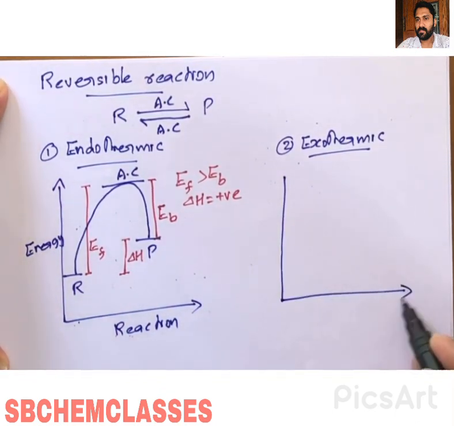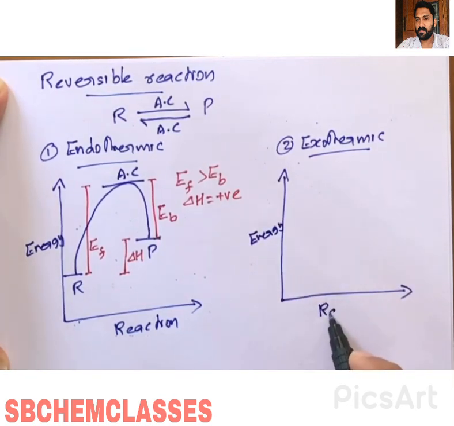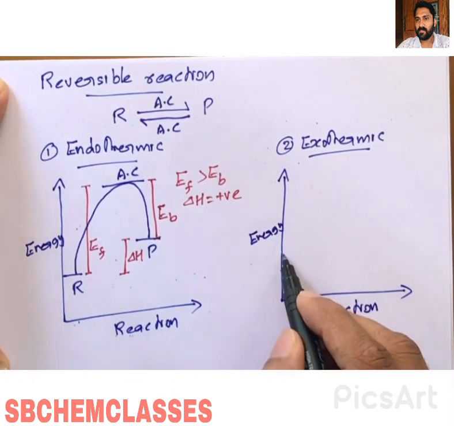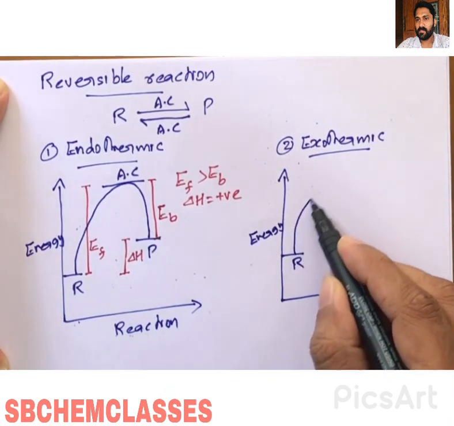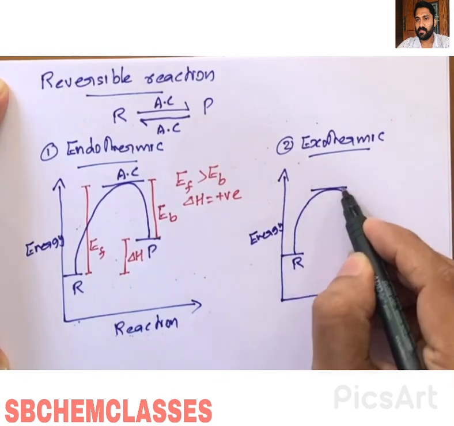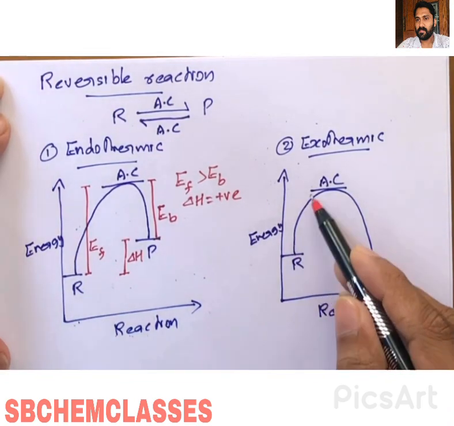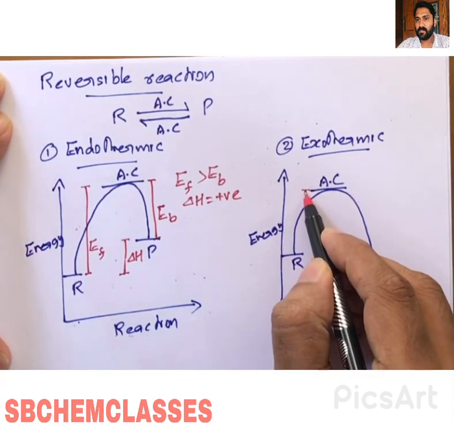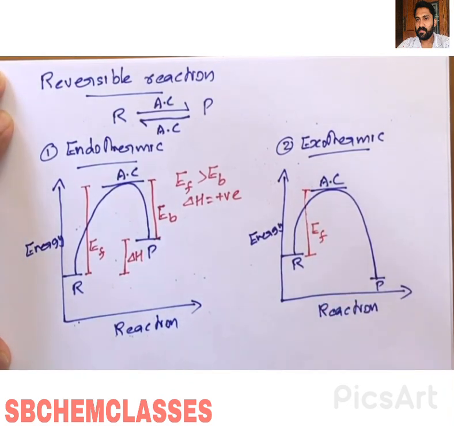Let's check exothermic reaction graph. Very simple. The graph between energy and reaction coordinate. This is energy of reactant. Energy of product should be less than energy of reactant. Why? It is exothermic reaction, that is energy is released. This we know activated complex. In this graph, forward reaction is conversion of reactant to product. So this is activation energy of forward reaction.